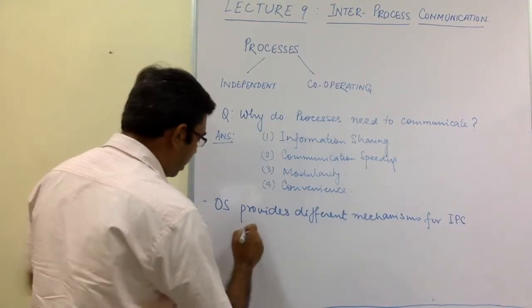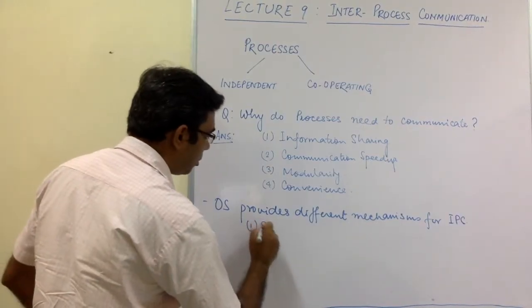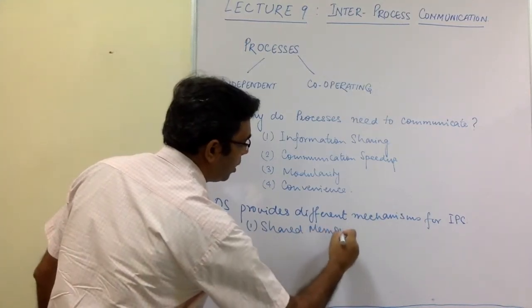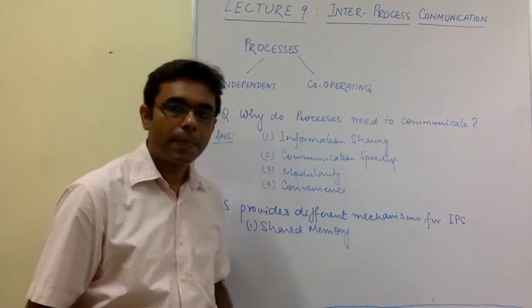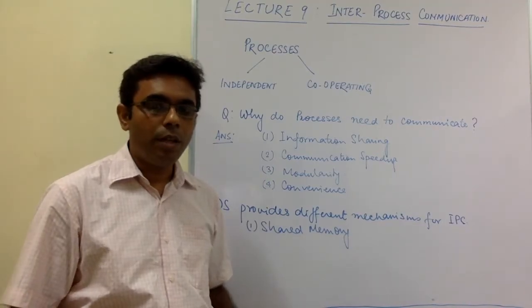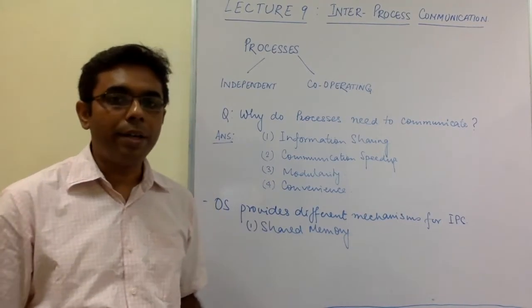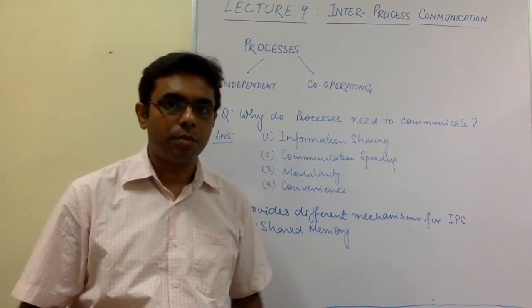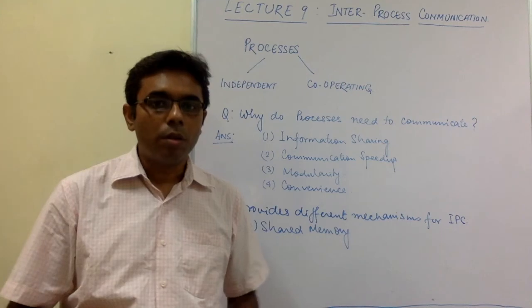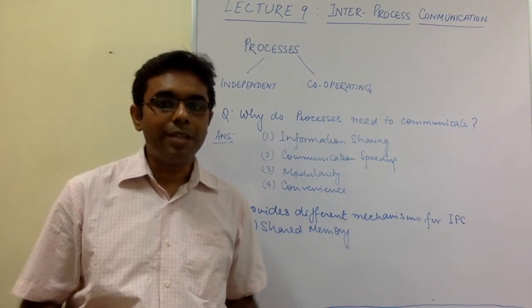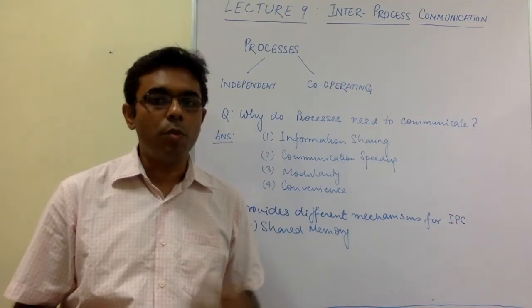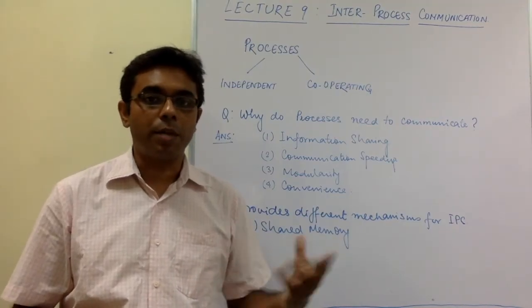The first one is something called shared memory. We so far have discussed the memory occupied by a process. But now we are going to talk about how, by utilizing a shared memory segment, one process would be able to communicate with another process.